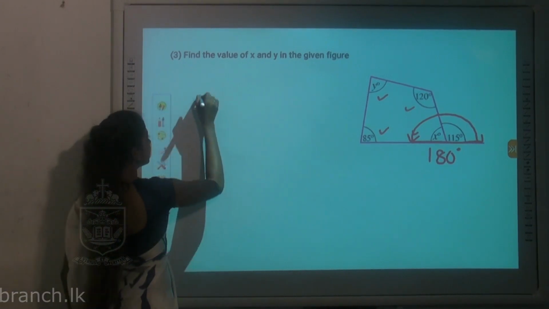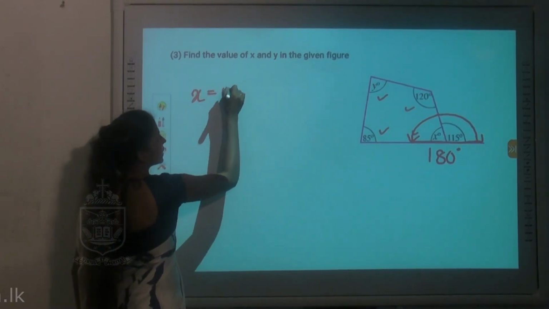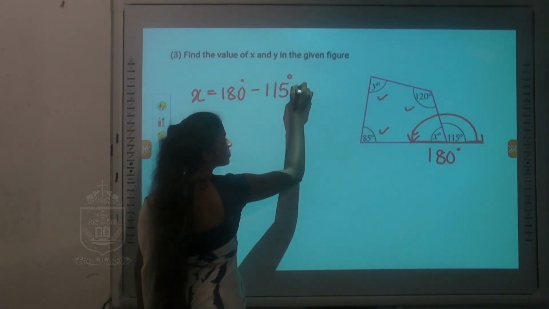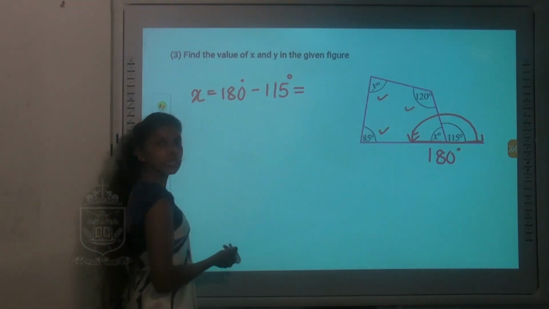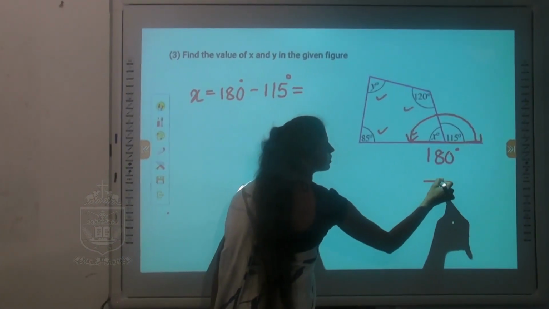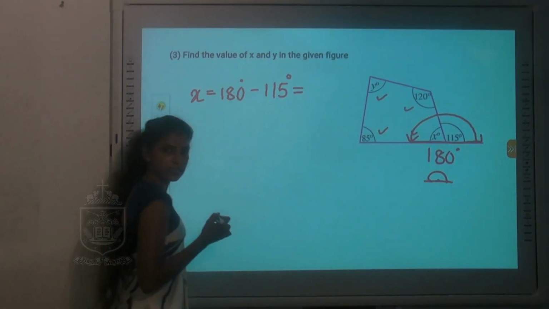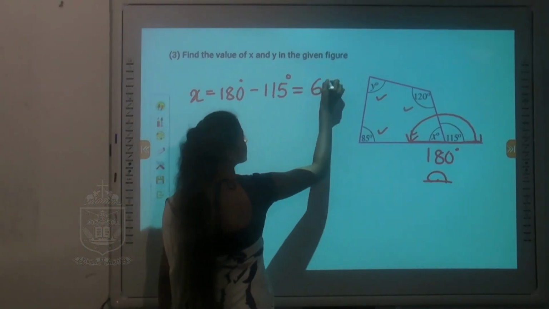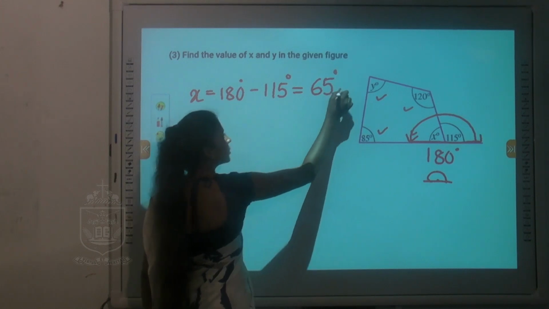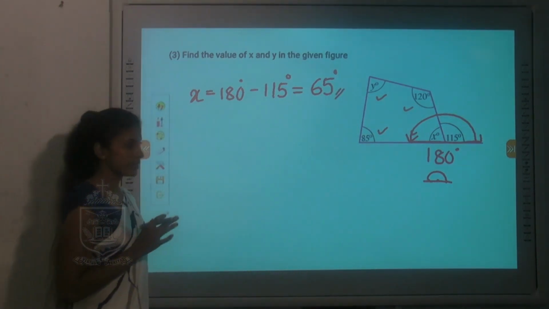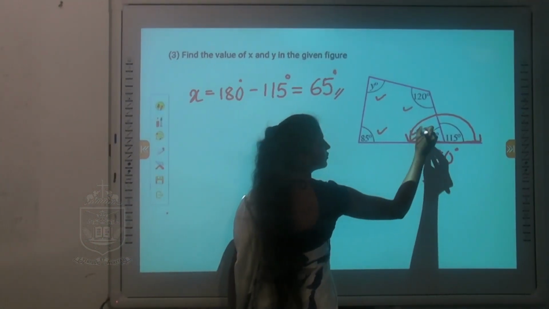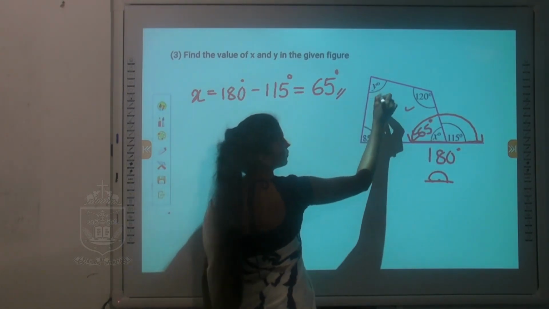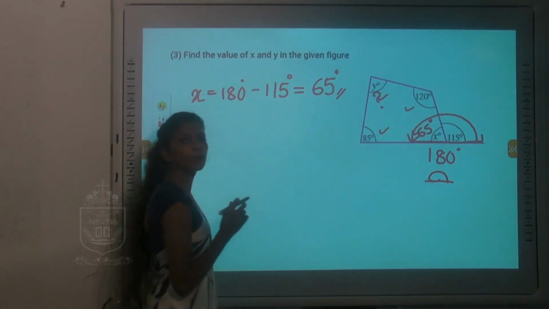So, X can be found by 180 degrees minus 150 because of the straight line, right? You have a straight line here. That is the reason why you took it as 180 degrees. So, once you subtract this, you will get an answer of 65 degrees. Now, the problem is solved to a certain extent. Now, we know the actual value of X. That is 65 degrees. So, now we can find the value of Y.